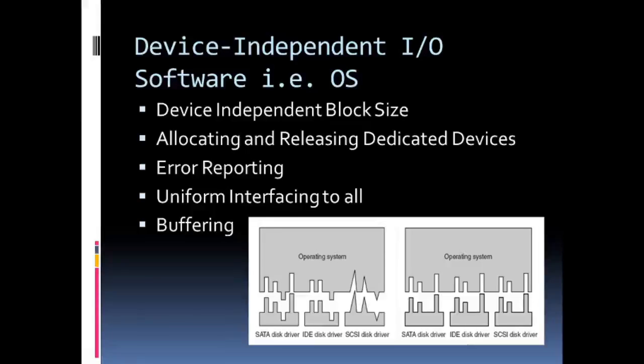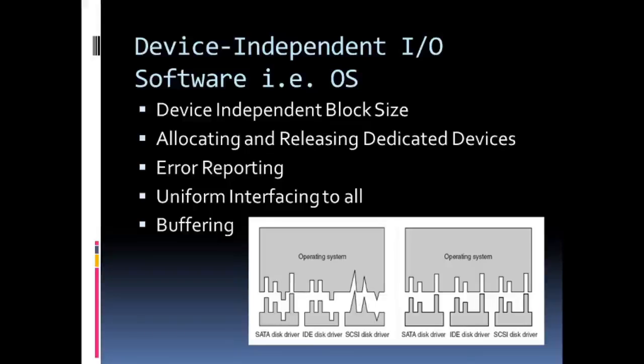Its major task is to allocate and release the dedicated devices so that the corresponding devices will be available as and when they are required or requested by a particular process. If the corresponding devices are abruptly taken away from the system, then the error should be reported by the operating system. Also, the task of the operating system is to provide a uniform interface to all the device drivers and their subsystem.